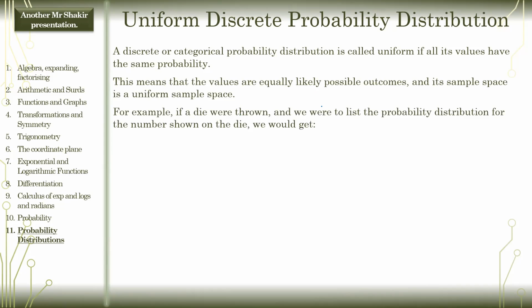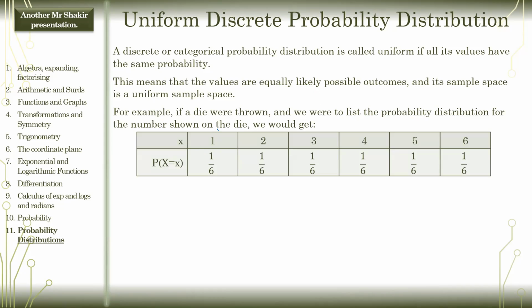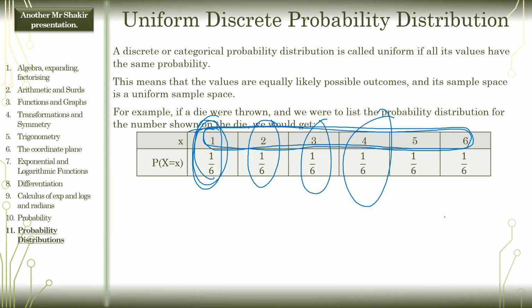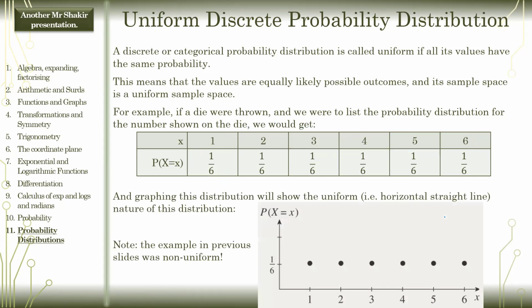So for example, if a die was thrown and we were to list the probability distribution for the number shown on the die, we would get the following. All the possible outcomes in the first row. Quick reminder: in the first row, we write all the possible outcomes, and in the second row, we write the probability associated with each outcome. What's the probability of rolling a 1? 1 out of 6. The probability of rolling a 2? 1 out of 6, and so on and so forth. And if you were to graph this, you will obviously get a straight line because they're all 1 out of 6. In the previous example, it was not. So that's uniform discrete probability distribution.